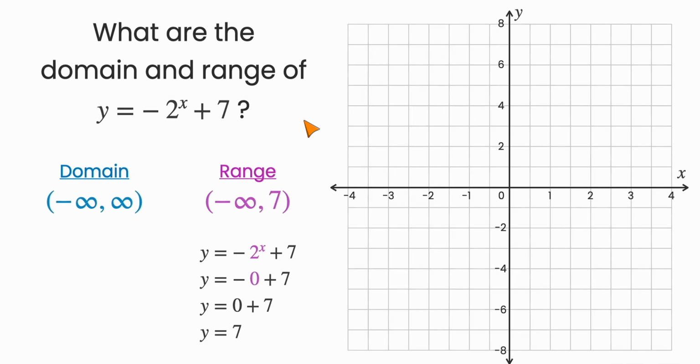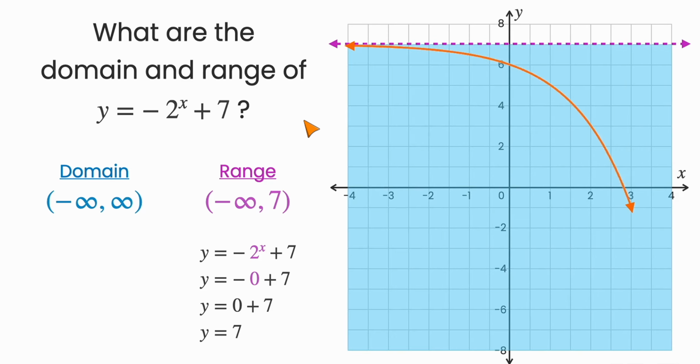Let's look at the graph to understand this a little deeper. 2 to the x power has a horizontal asymptote at y equals 0. The negative multiplier in the equation reflects the graph over the x-axis, and the plus 7 shifts the entire function and its asymptote upwards. So the picture matches our answers. The line extends infinitely left and right, so its domain is all real numbers.